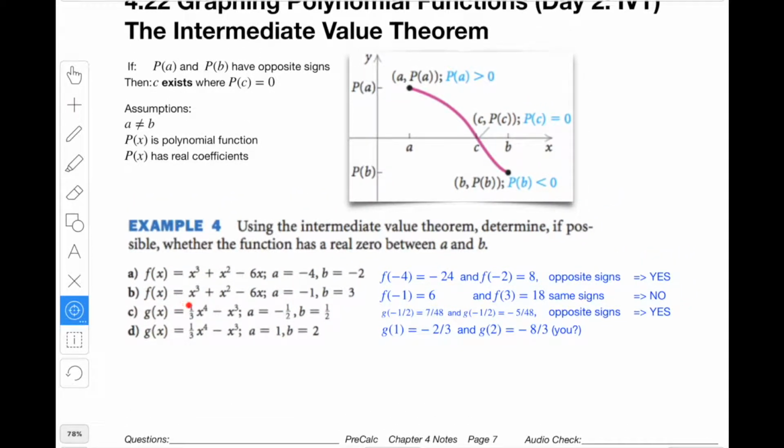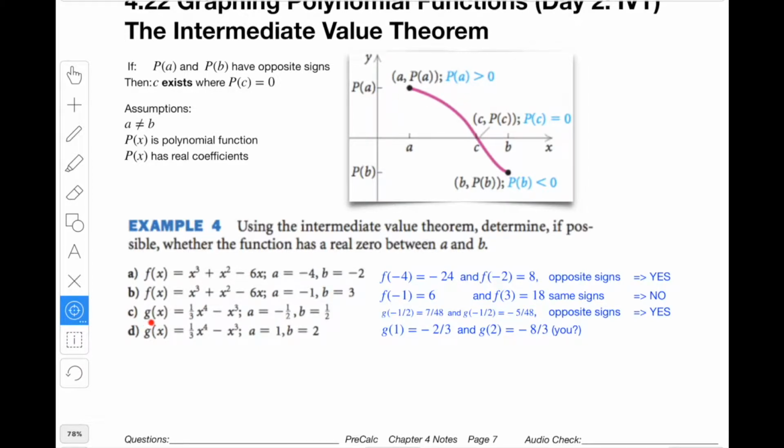Part b, f of x is equal to x cubed plus x squared minus 6x. Well, you find f of negative 1. That means you plug negative 1 into the function, and you find out that it's 6, which is positive, and then f of 3 is 18. That's also positive. Since they have the same signs, then no, the IVT doesn't guarantee the existence of c. I mean, it could exist, but we're not guaranteed that there's a 0 in between negative 1 and 3. Negative 1 would be like right here, and 3 would be here. And since they're both positive, you're not guaranteed the existence of a 0, of an x-intercept.